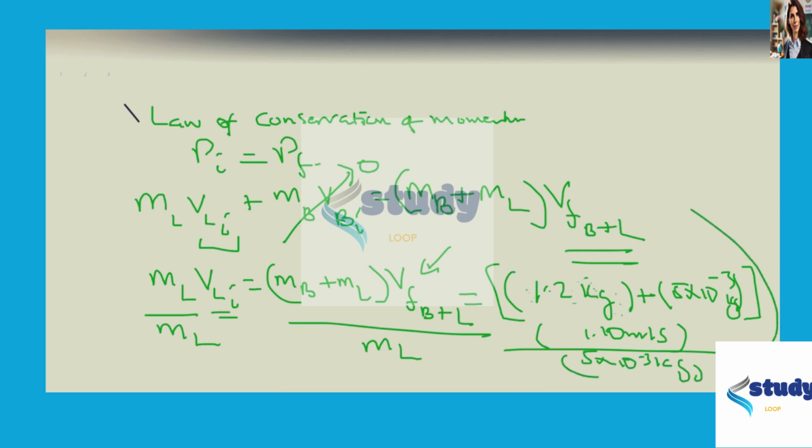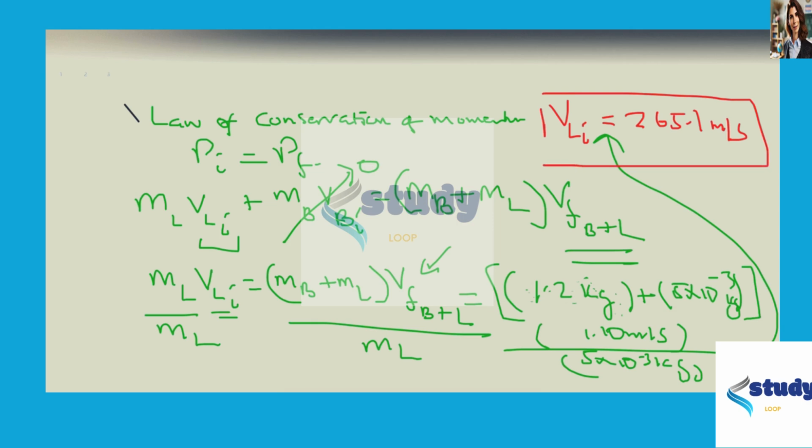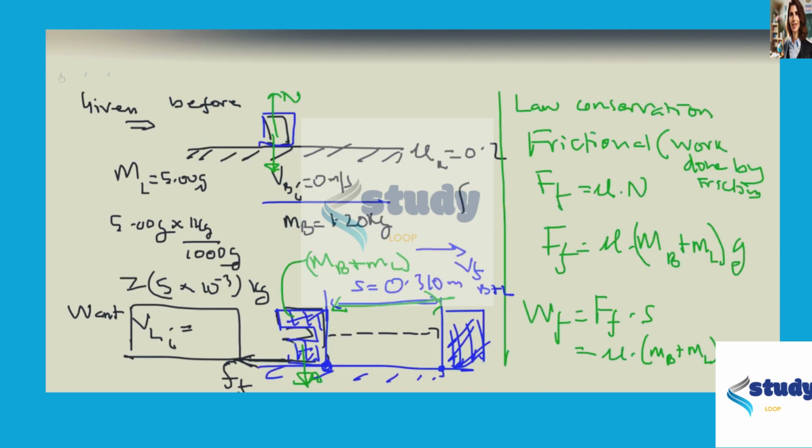So you plug in the numbers, and we can comfortably say that the initial velocity of the bullet happens to be 265.1 meters per second. Okay, so that's how you run that problem. We're given a problem, a bullet and a block. We have an initial scenario, and then we have a final scenario. We use the law of conservation of energy at some point, and then we also use the law of conservation of momentum at some point.